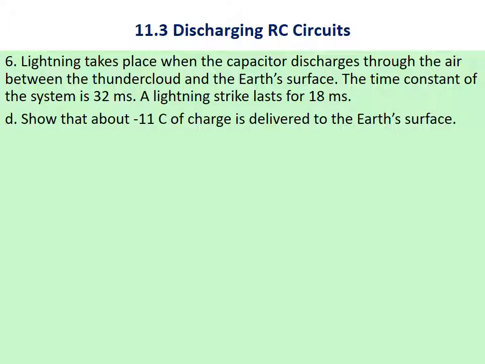Lightning takes place when the capacitor discharges through the air between the thundercloud and the Earth's surface. The time constant of the system is 32 milliseconds. A lightning strike lasts for 18 milliseconds. Show that about negative 11 coulombs of charge is delivered to the Earth's surface. Okay, so we're discharging the capacitor, so we're going to use this equation: Q equals the initial charge Q naught times e to the negative time over tau.